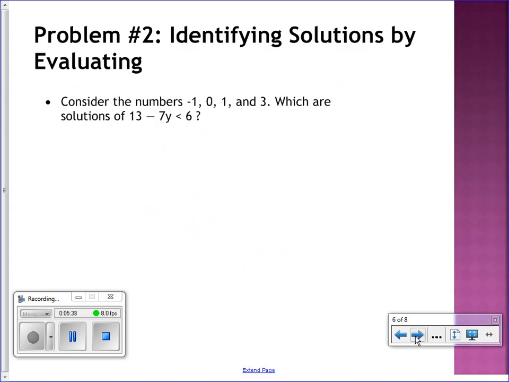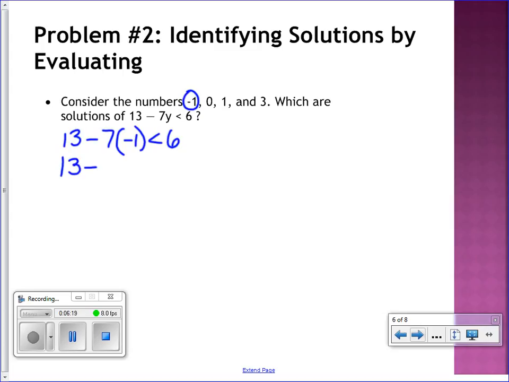Problem 2, identifying solutions by evaluating. Consider the numbers -1, 0, 1, and 3, which are possible solutions of the mathematical sentence 13 minus 7y is less than 6. All right, so we're going to begin. We'll start with -1, and I'm going to rewrite my inequality, and where I see the y, I'm going to put in -1. And we're going to evaluate it.